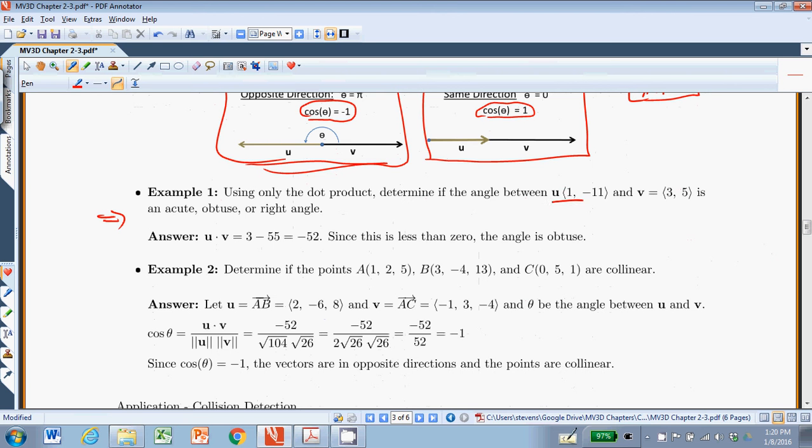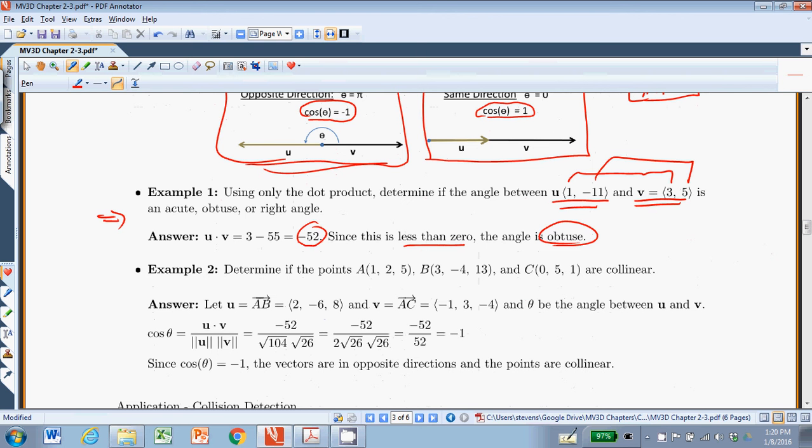Determine if the angle between this vector and this vector is acute, obtuse, or a right angle. All I have to do is take the dot product. 1 times 3 plus -11 times 55 is -52. Since that is less than 0, the angle is obtuse.